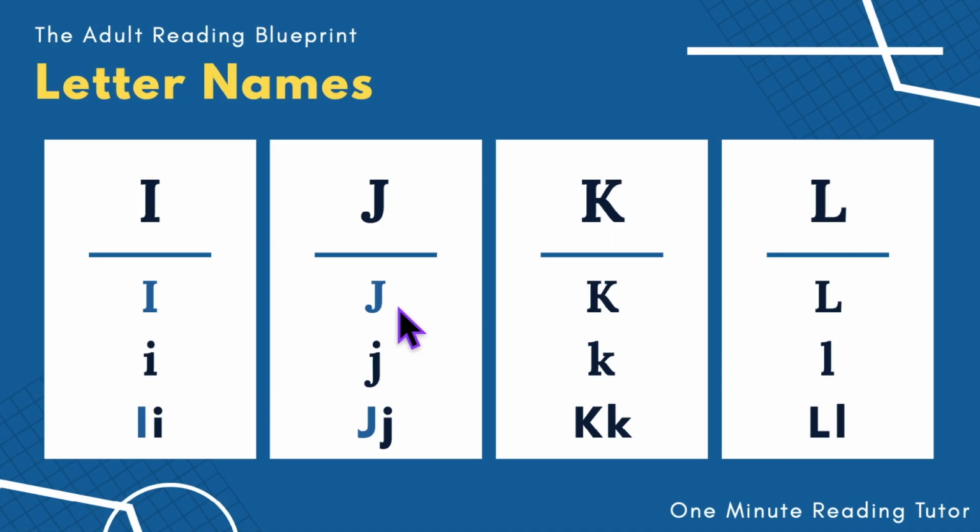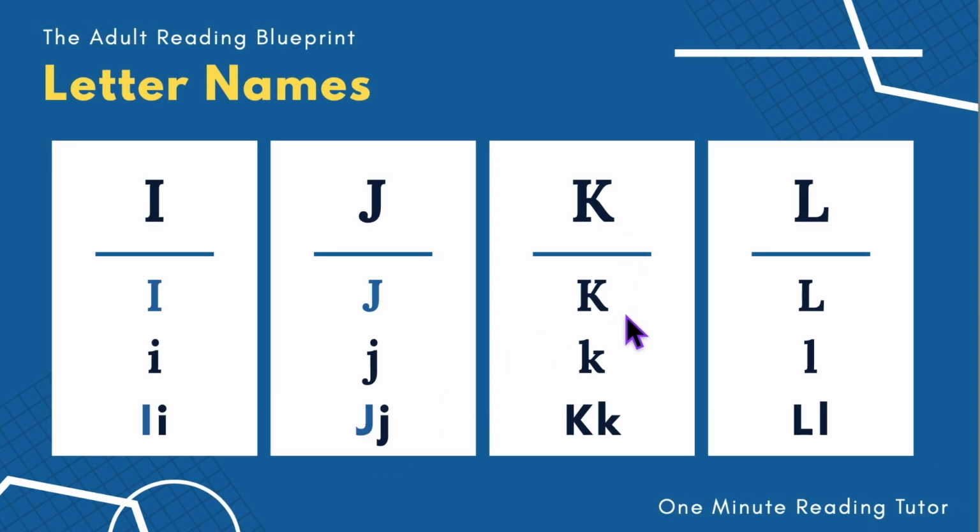J, capital J, lowercase j, J. In most fonts, J has a line here. In this font, it does not. K, capital K, lowercase k, K.